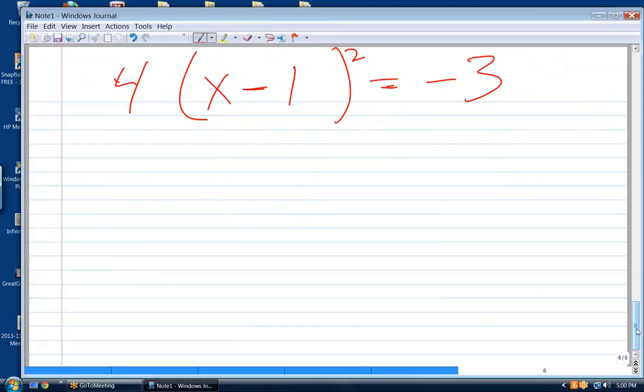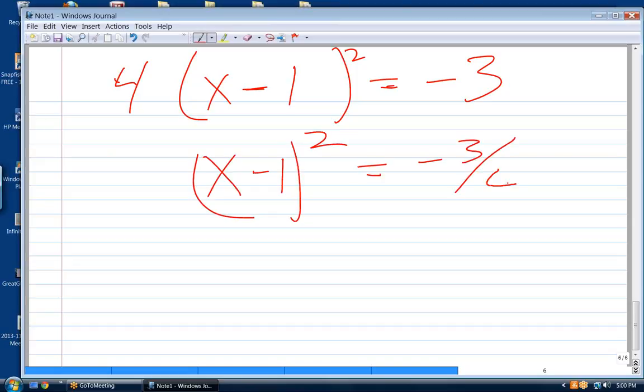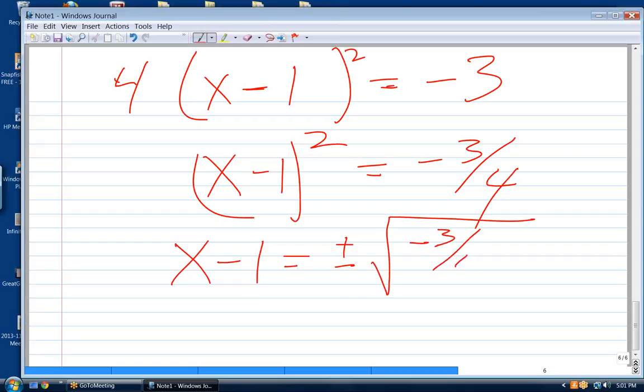And then you square root. Not yet. I want to divide by 4. In other words, remember I'm trying to isolate x. So the first step is going to be divide by 4. So I have x minus 1 squared equals minus 3/4. Now I take the square root of both sides. x minus 1 equals plus or minus the square root of minus 3/4. You see that step?